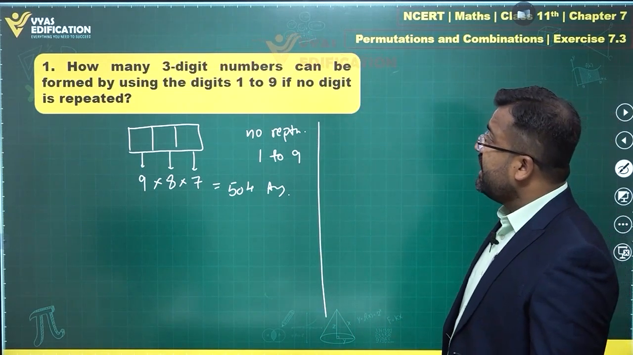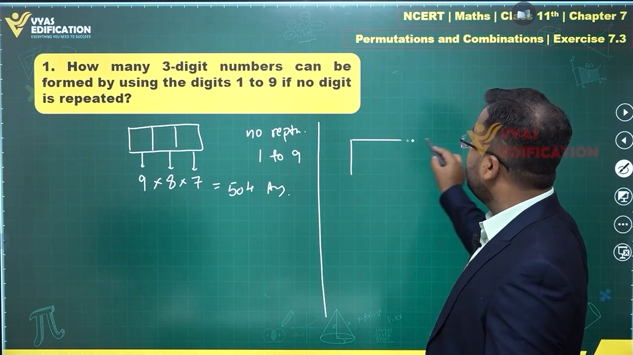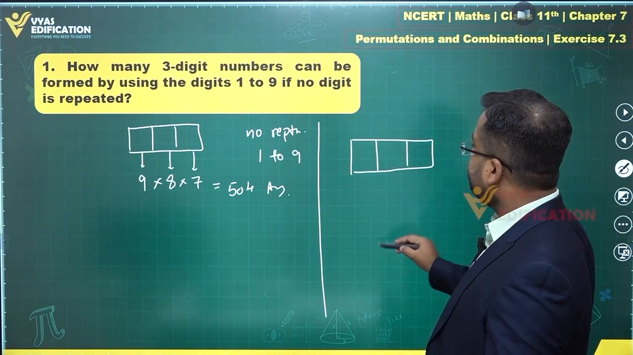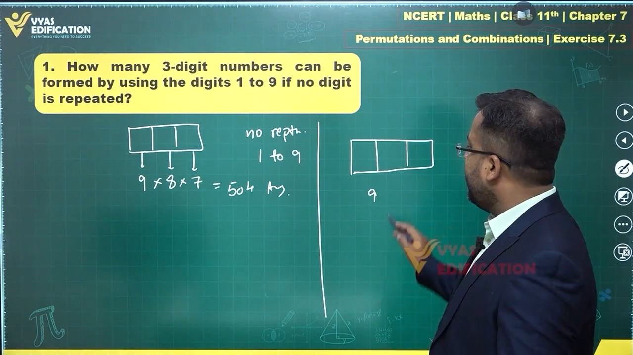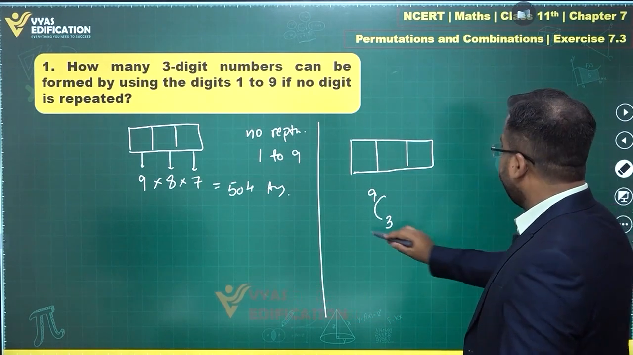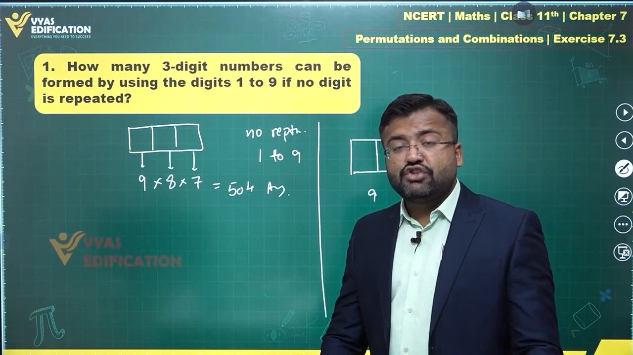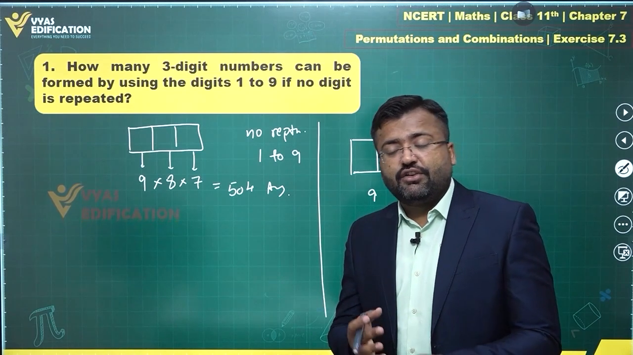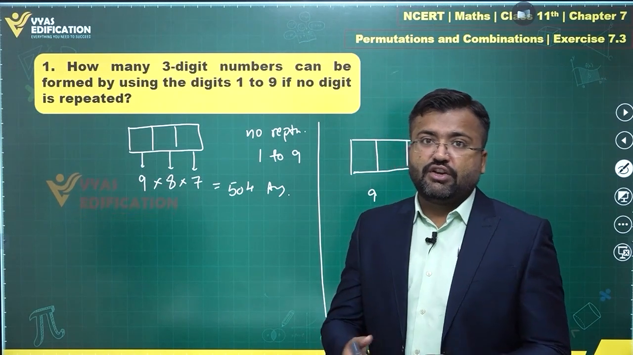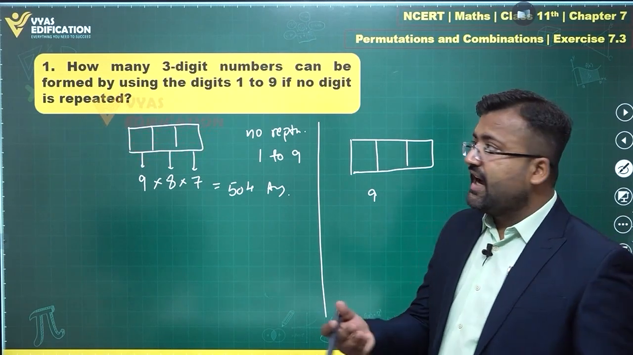If you're asked, let us say how many 3-digit numbers can be formed by using the digits 1 to 9 if no digit is repeated, so you have total 9 digits and you have to choose, basically you have to actually, don't use C yet since you haven't studied C in this exercise. Once you study C, that is combination, you should always prefer using C. But for now, let's see what we can do with that P.